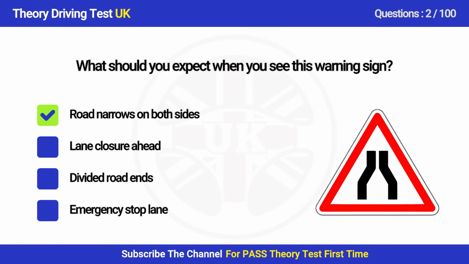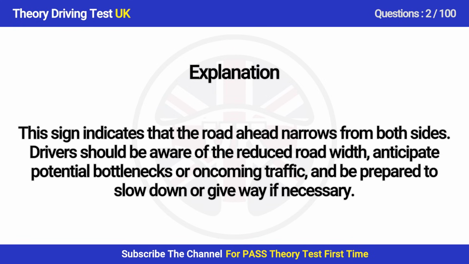Answer is A. Road narrows on both sides. This sign indicates that the road ahead narrows from both sides. Drivers should be aware of the road width, anticipate potential bottlenecks or oncoming traffic, and be prepared to slow down or give way if necessary.